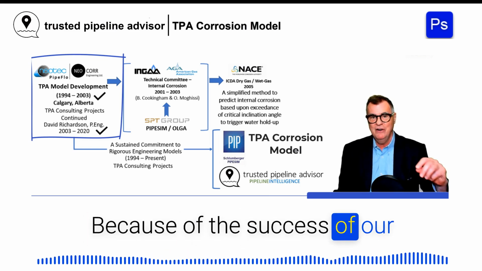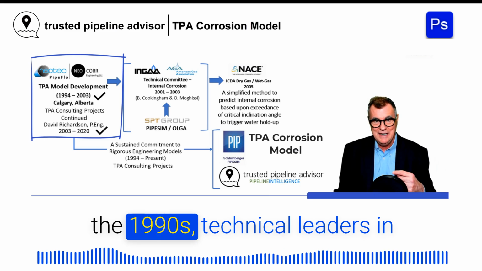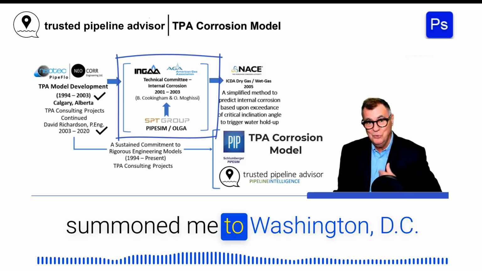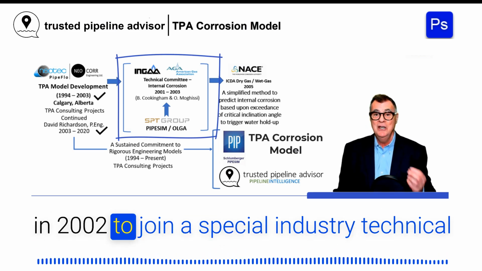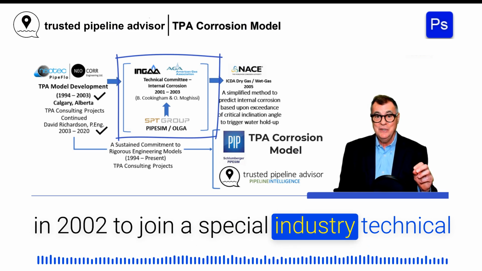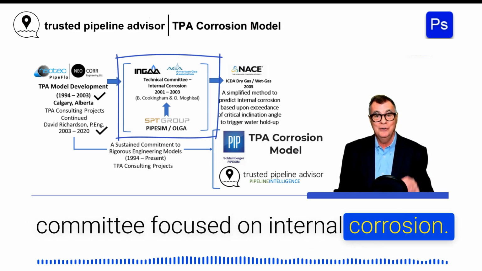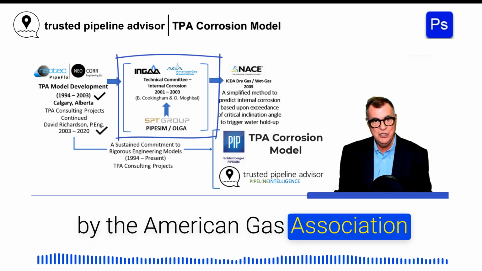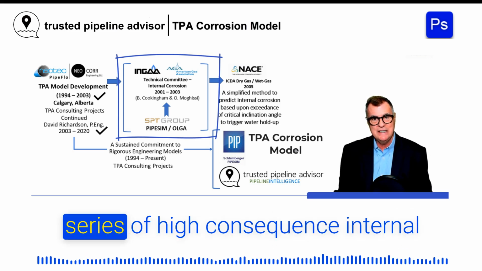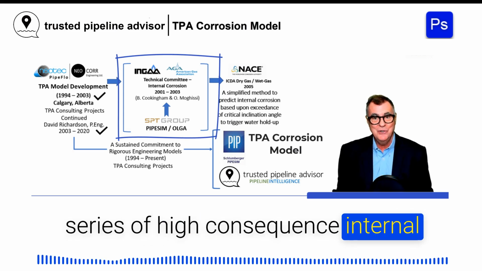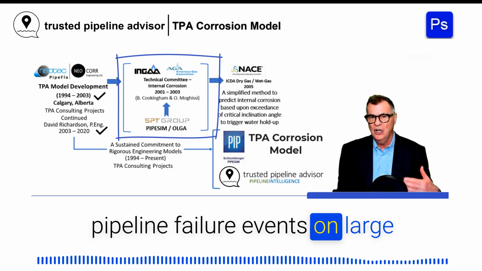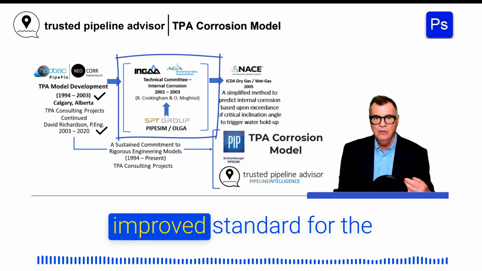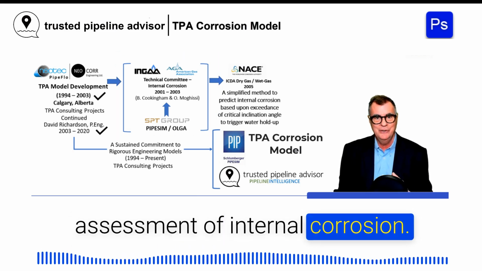Because of the success of our NeoCore engineering team throughout the 1990s, technical leaders in the field of internal corrosion summoned me to Washington, D.C. in 2002 to join a special industry technical committee focused on internal corrosion. The committee was organized by the American Gas Association and INGAA in response to a series of high-consequence internal pipeline failure events on large-diameter gas transmission pipelines. The goal was to create an improved standard for the assessment of internal corrosion.